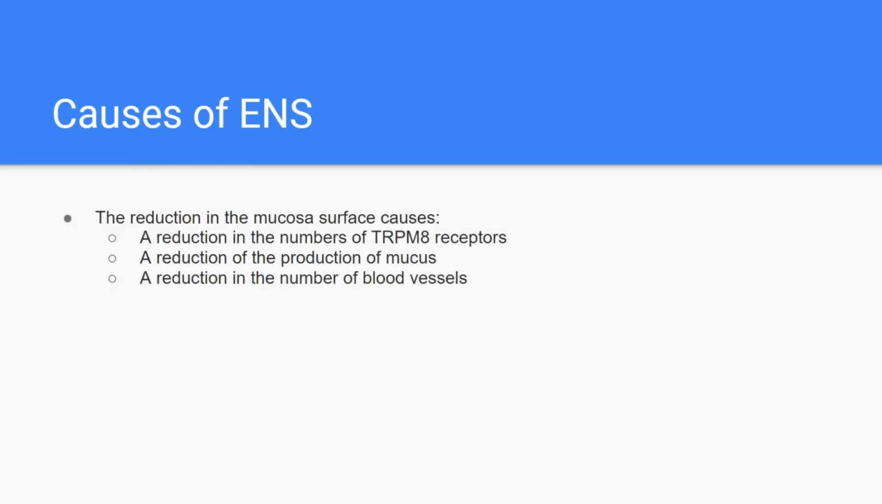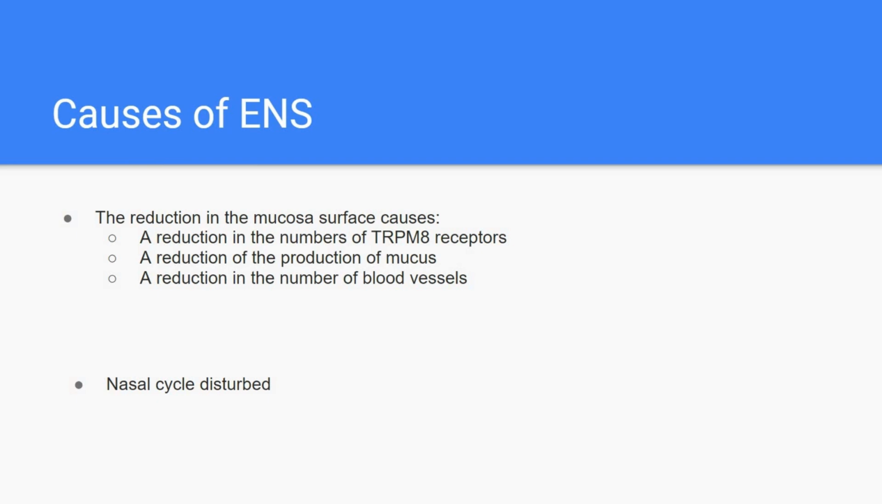The reduction in the mucosa surface causes a reduction in the number of TRPM8 receptors simply because the receptors are in the mucosa, and the less mucosa there is, the fewer receptors there are. A reduction of the production of mucus, because it is the same thing: the glands that produce mucus are found in the mucosa. A reduction in the number of blood vessels, which can decrease the temperature of the mucosa, simply because the mucosa is kept at the right temperature thanks to the blood flow.